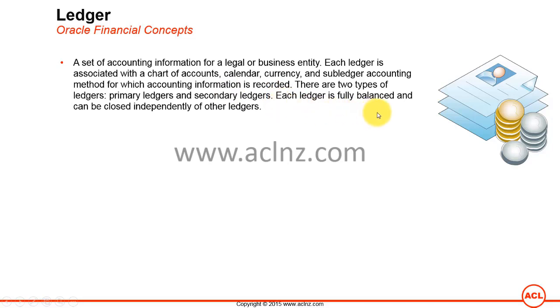So each ledger is fully balanced and can be closed independently of other ledgers. At the end of a period, a ledger must be closed for that period. So let's say the November month is ending, you can have a period close for that November month, reconcile all the transactions and then close the period and bring forward the remaining amount from that period, November, to December. Alright, so that is the concept of ledger.